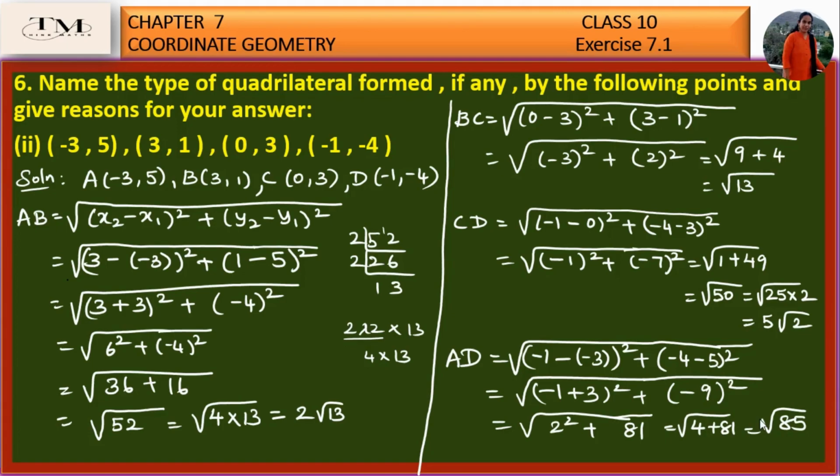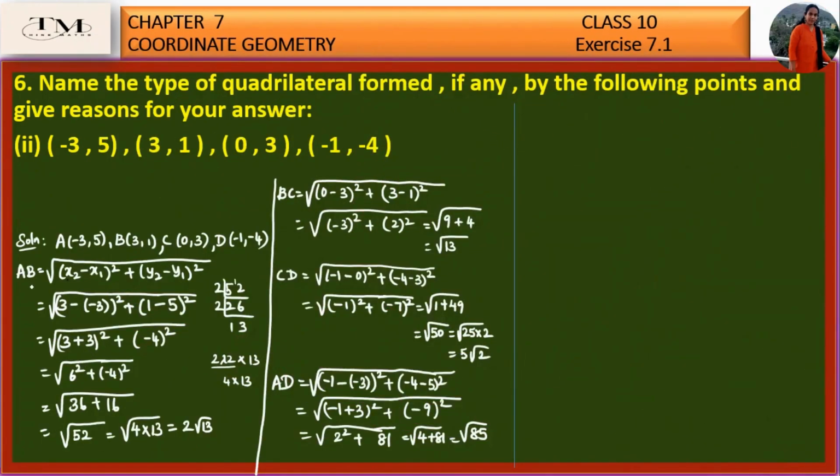Okay, children. So now we have to check whether all are equal. AB is equal to 2 root 13, BC is root 13, CD is equal to 5 root 2, AD is equal to root 85. So we didn't get all sides equal. So now let us move on to the diagonals in the next page.